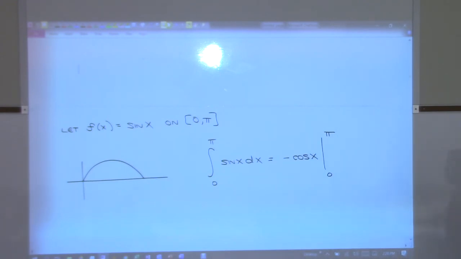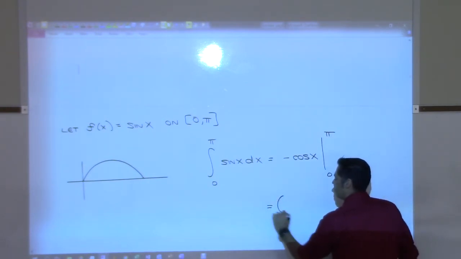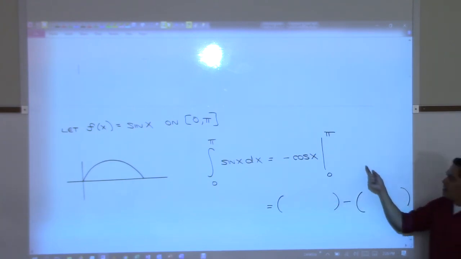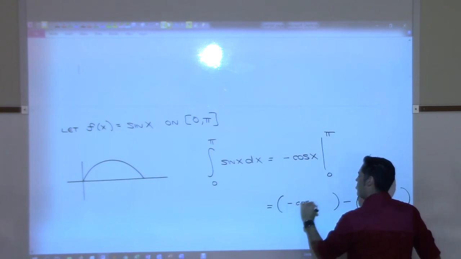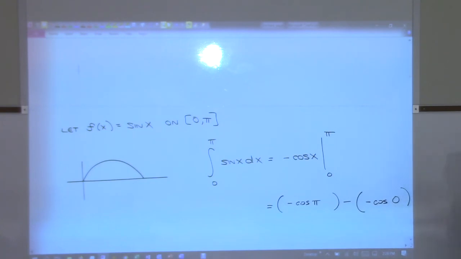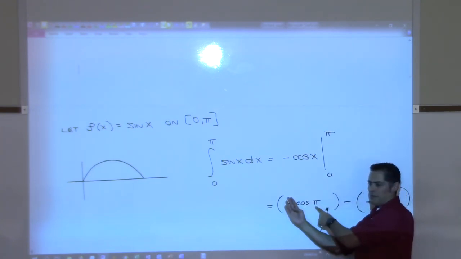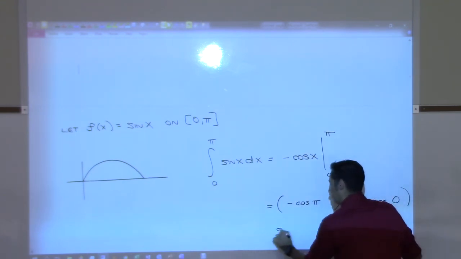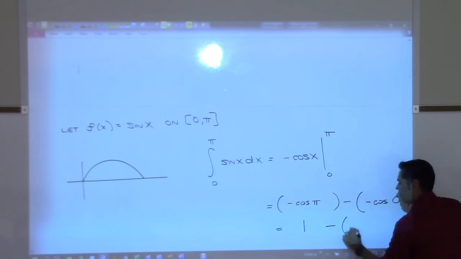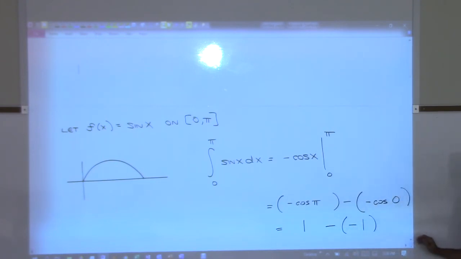And plug in, right? Do y'all see how I like to write these two parentheses? It just helps keep track of what I'm doing. So first I'm going to plug pi in, negative cosine pi. Then I'm going to plug 0 in, negative cosine of 0. Do y'all remember from pre-cal what cosine of pi is? It's negative 1, but then it's negative, so negative negative 1 is just 1. Minus, what is cosine of 0? 1, so minus 1. So what's the area? 2.